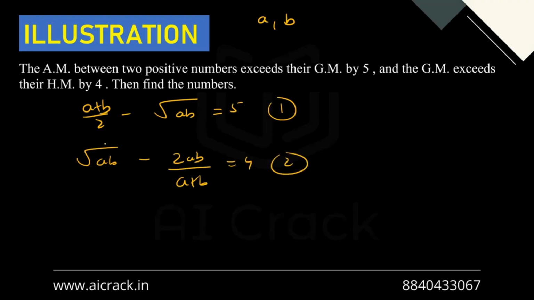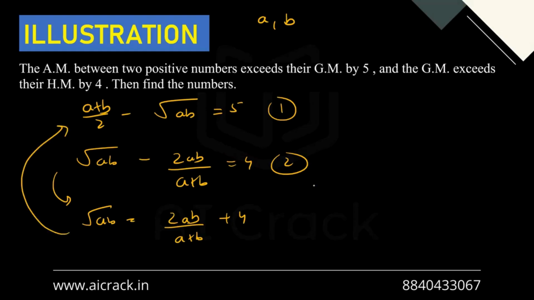Now we can see that root AB is not a very desirable term in the given framework of equations, right? Because it's very difficult to solve A plus B along with root AB, right? It's very difficult. So that's why we have to first eliminate that term. So we can use the root AB value over here, right? So root AB would become 2AB upon A plus B plus 4 from the second equation, right? Root AB equals 2AB upon A plus B plus 4, right? Now we have to utilize this value over here.